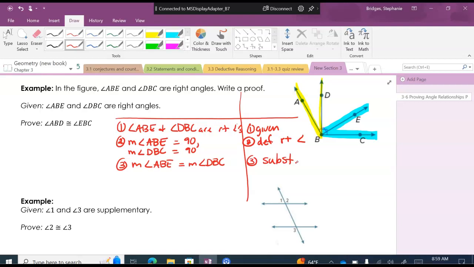Do I have any mention of angle ABD or EBC yet in my statements? No. Okay. So I've got to figure out how I'm going to bring those two angles in. So this is what I want to know. Let me do some erasing. If I'm looking at my picture, if I'm looking at just first angle ABE, is that made up of two smaller angles?